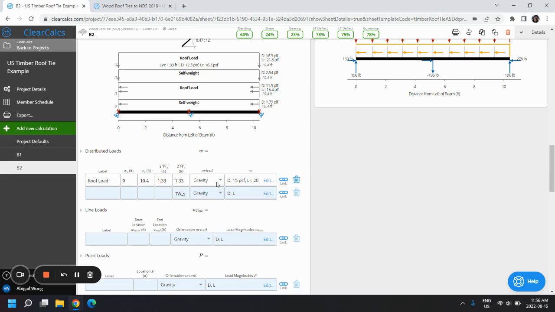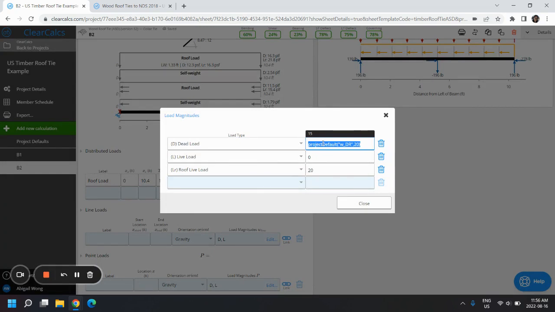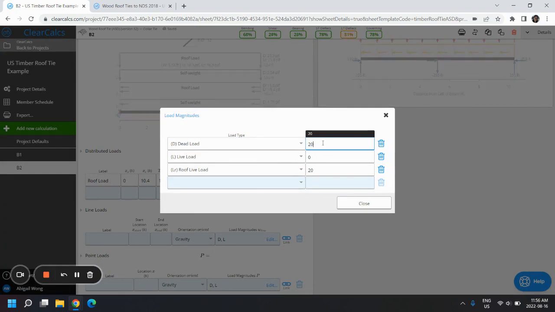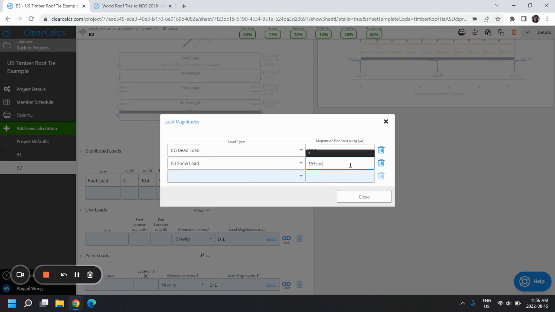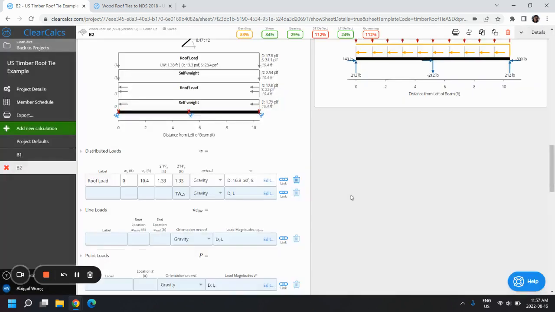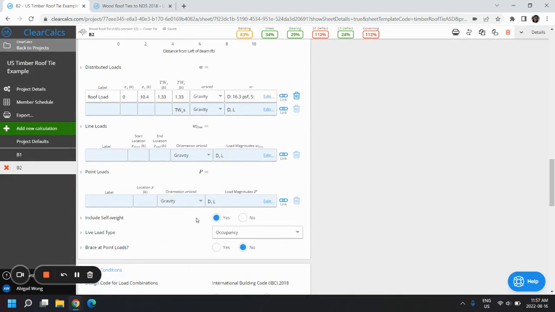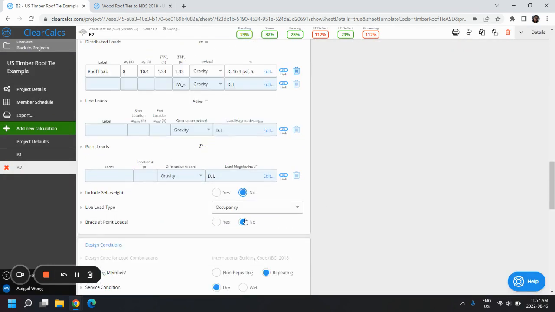We'll leave our orientation as gravity, and we'll account for the incline in our inputs. So we have a dead load of 20 pounds per square foot, and since this value is over conservative, we'll multiply that by the cosine of the incline. And for our snow load, we'll do the same. We had 35 times cosine incline. Now for our self-weight, we can ignore this since we already included all of that in our dead loads.